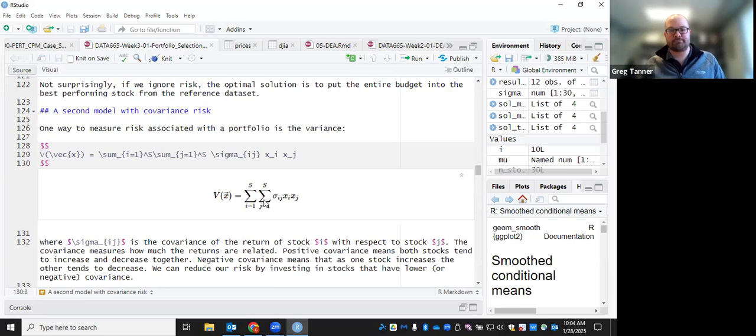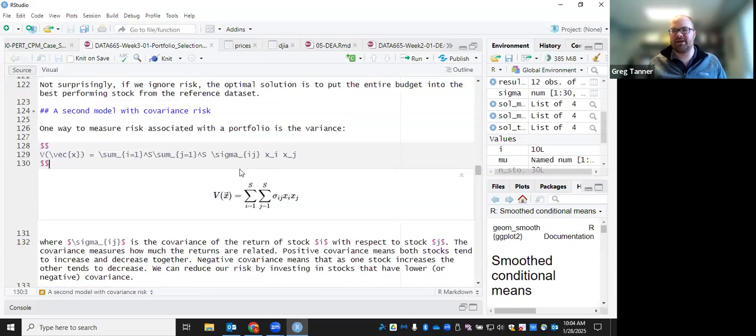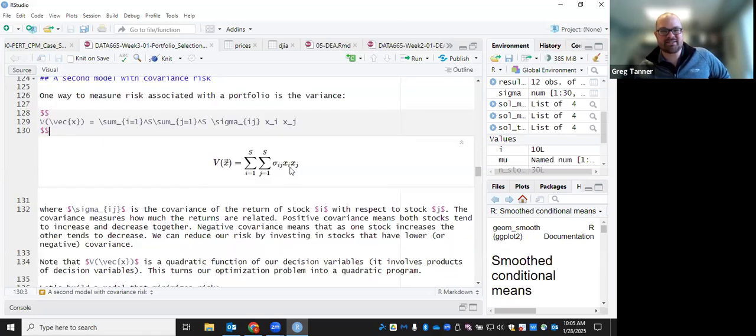Okay, and so you could write this equivalently as X transpose times the sigma matrix times X again. Okay. I've got a little bit of details about covariance, and I encourage you, go ask a finance professor if you want to know more. I know the math side of it, and I've read enough of the finance side of it that this makes sense as something that we might want to use as a measure of the risk associated with a portfolio.